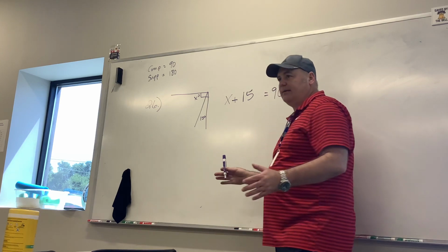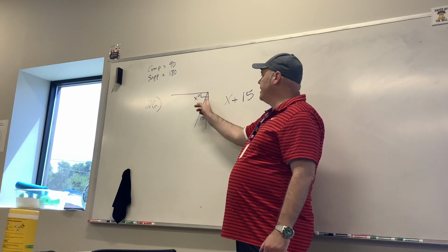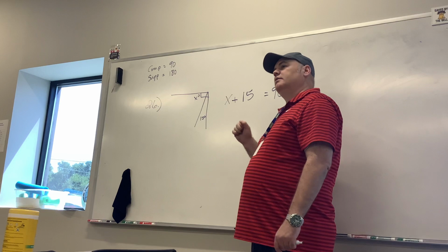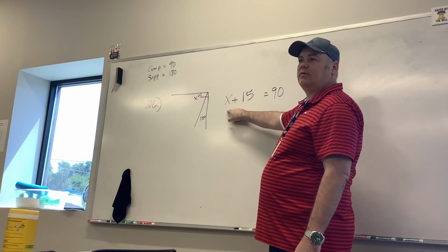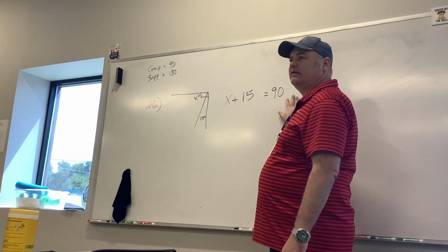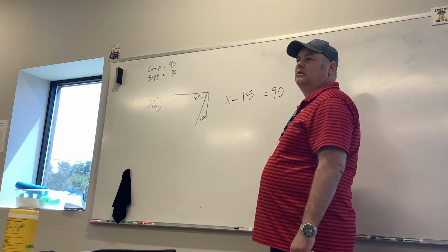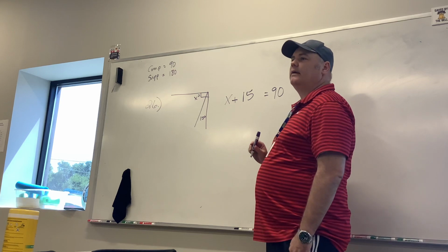Now, that's the geometry part. It's just setting it up, right? We learned that two angles added together make 90. The pre-algebra part is now I need to solve for X. I need to isolate the variable. So what do I need to get rid of on this side and put over on this side? I want X to be by itself. So what do I need to move over here? The 15.